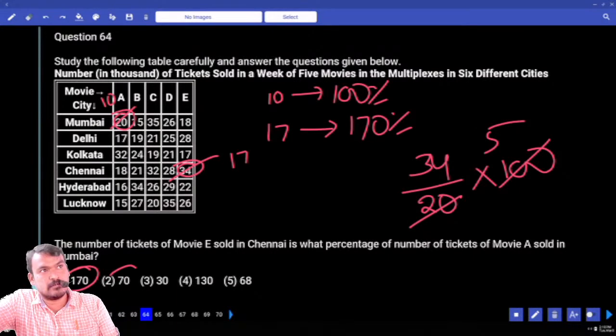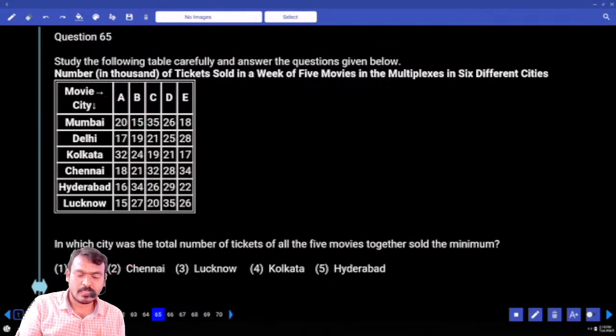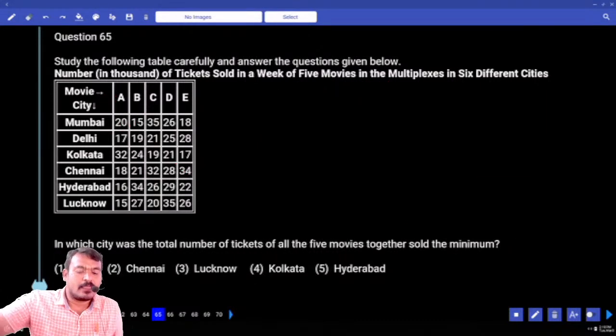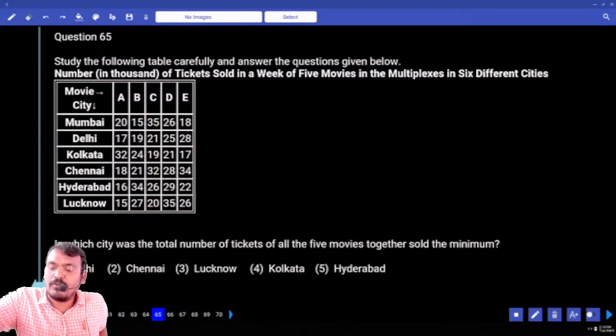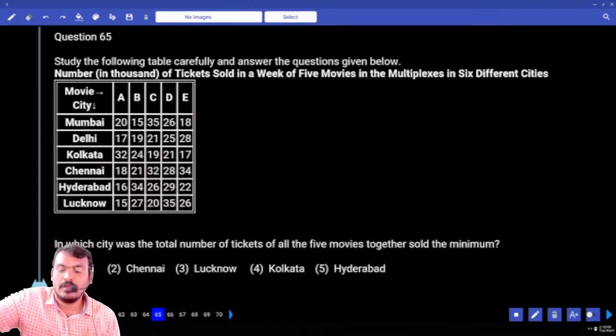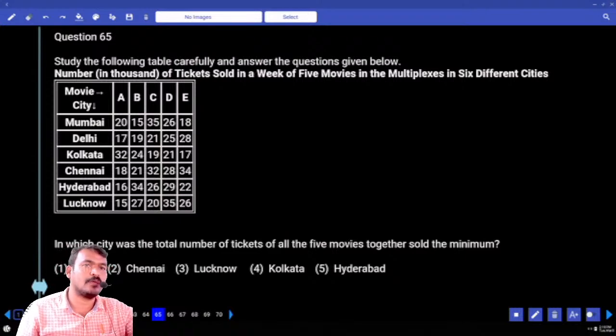Next, 65. In which city was the total number of tickets of all the 5 movies together sold the minimum or maximum? Minimum.